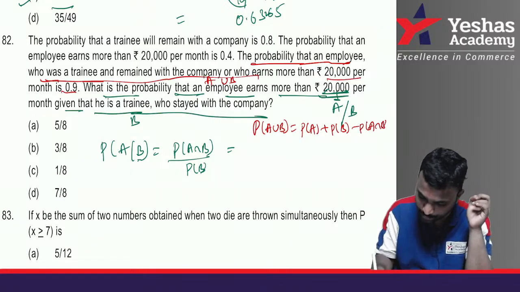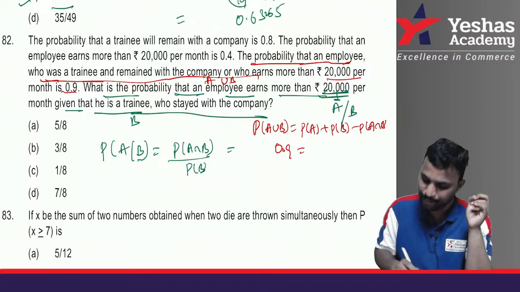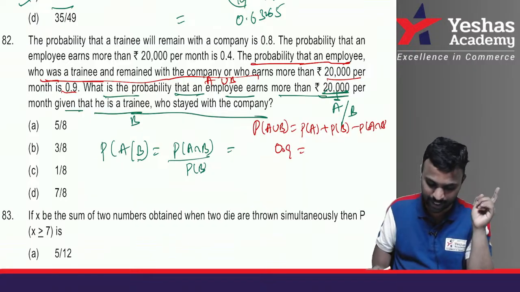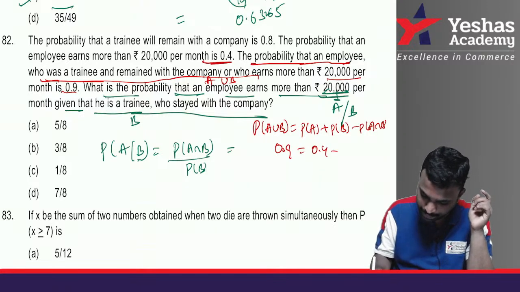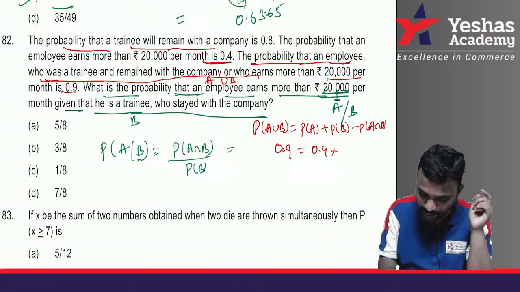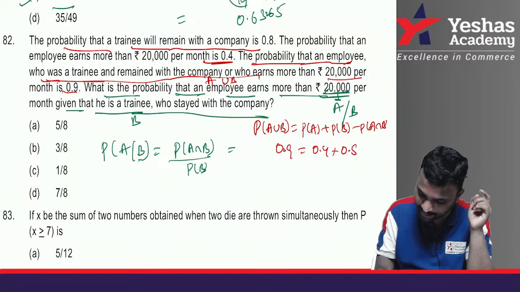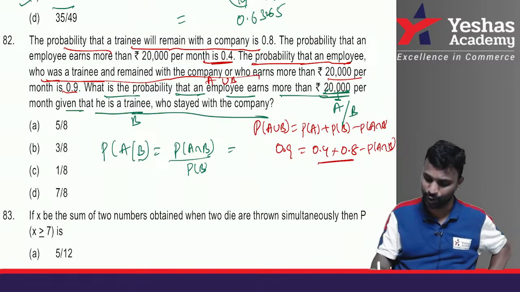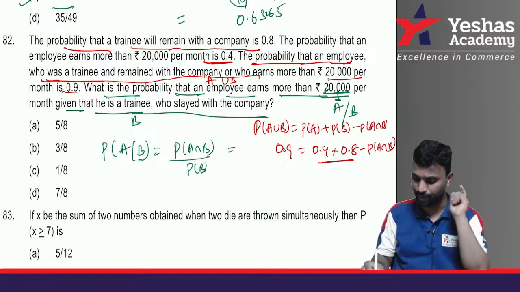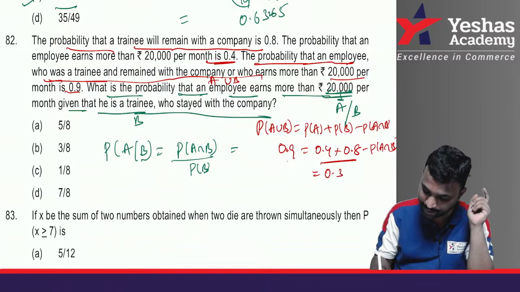What is P of A union B? They have given 0.9. What is P of A? Probability that the people earn more than 20,000 is 0.4. What is P of B? Probability that a trainee will remain in the company is 0.8. P of A intersection B is what we need. Yes or no? 0.4 plus 0.8 is 1.2. 0.9 goes that side, becomes 1.2 minus 0.9, which is 0.3. So this is P of A intersection B.